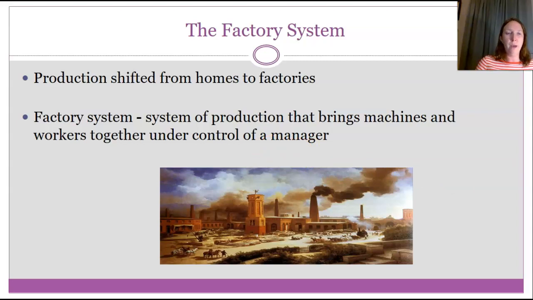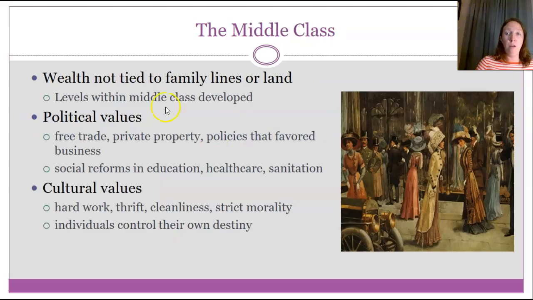One of the groups that benefited the most was the middle class. It's important to note that the reason they benefited so much was because wealth was no longer tied to family lines or land ownership. You could become wealthy by getting educated, working your way up, becoming a business owner, and just gaining your wealth that way. So you no longer had to be born into a noble line or be born into a system where you owned land. Simply by your job, you could go up the social class ladder.